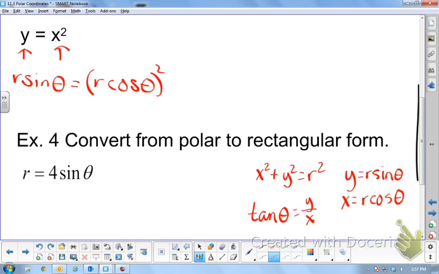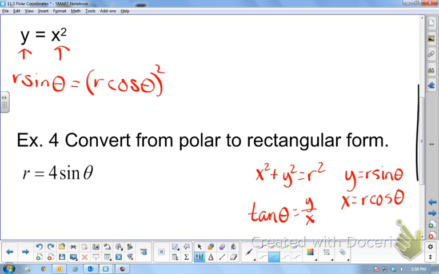Well, right now, none of these fit those formulas exactly. We have an r all by itself, but we don't have r all by itself over there. What do we have over there in our list of formulas? What's the closest to r being all by itself? R squared. That's the closest to r being all by itself. We have sine theta. What's the closest to just sine theta we have? Y equals r sine theta. So both of those are missing an extra r.